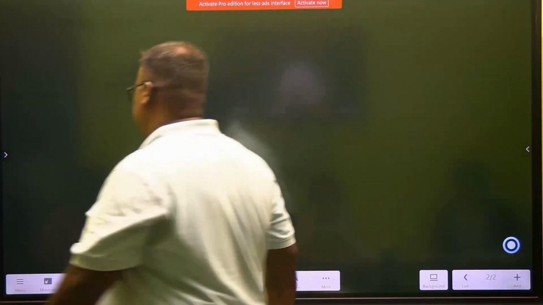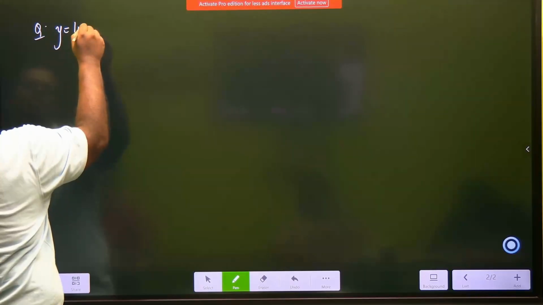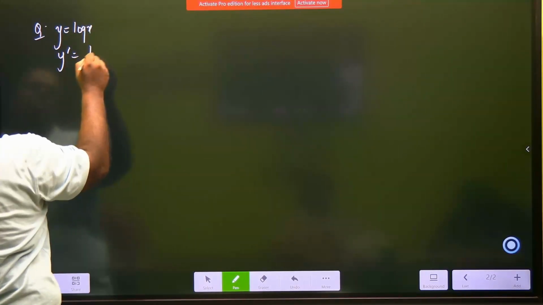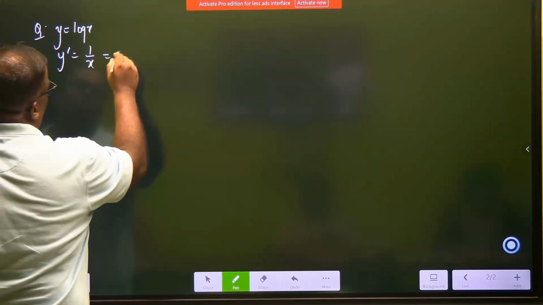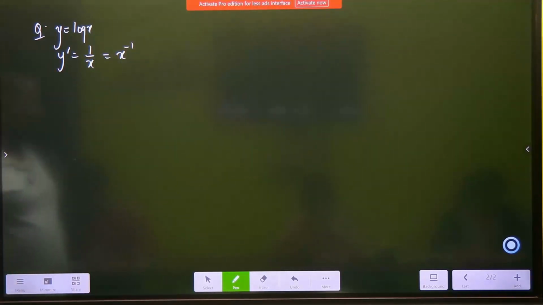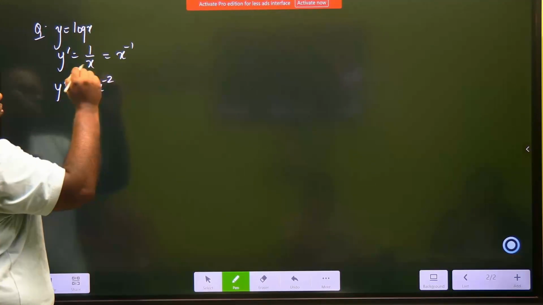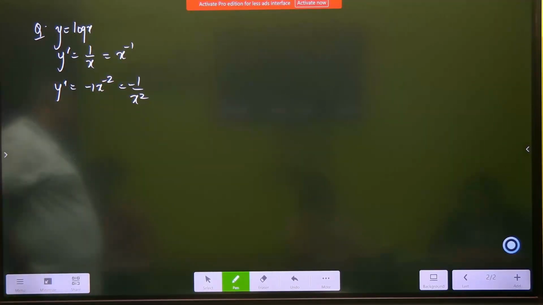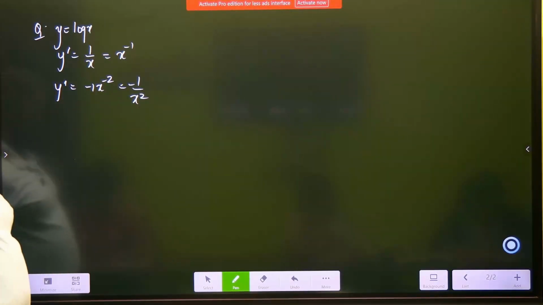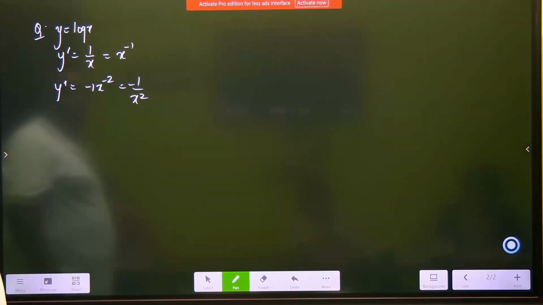Only log x? Okay. So our next question is y equals log x. So the first derivative will be 1 upon x. Is it clear? 1 upon x, children, can be also written as x to the power minus 1. Second derivative, minus 1 x to the power minus 2, which is minus 1 by x to the power 2. Okay. Will you try the next one?